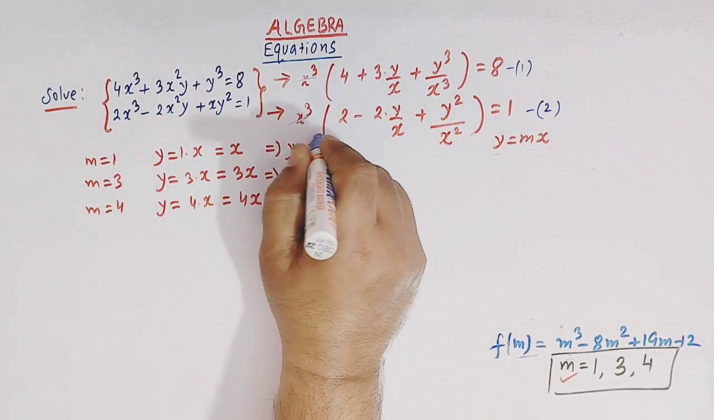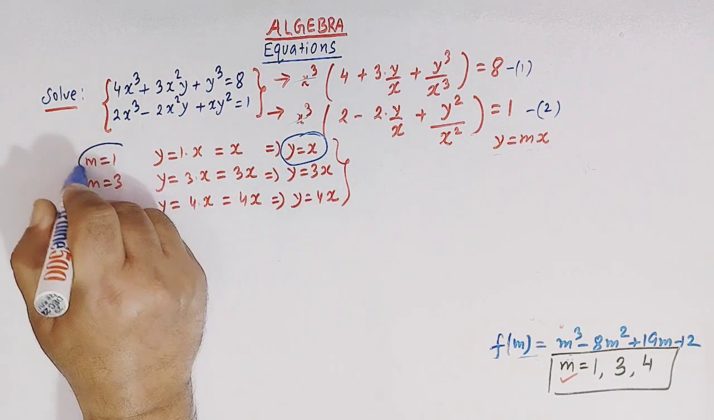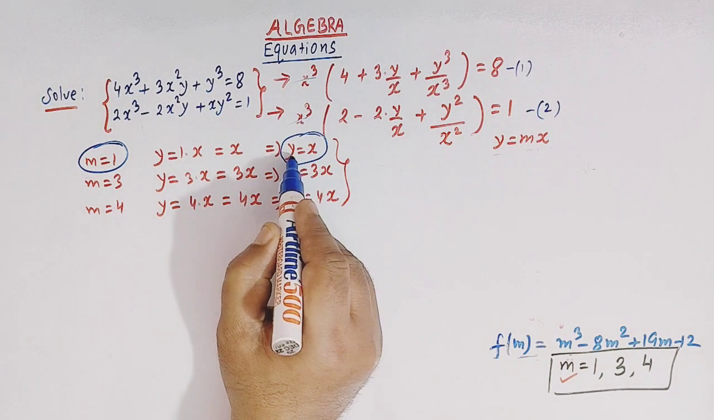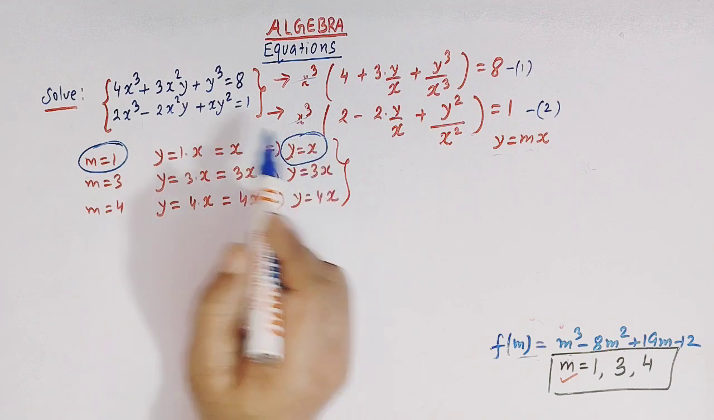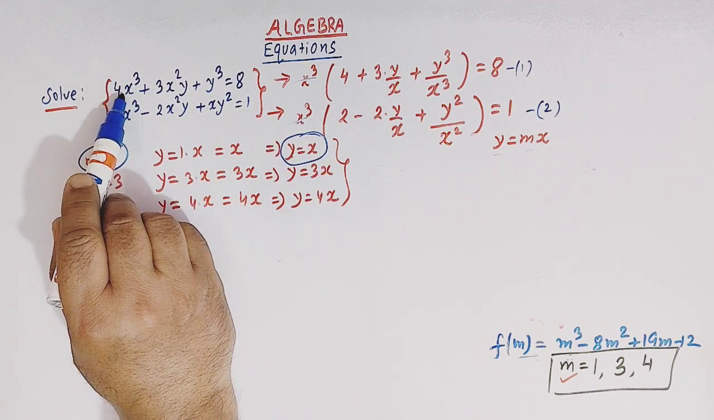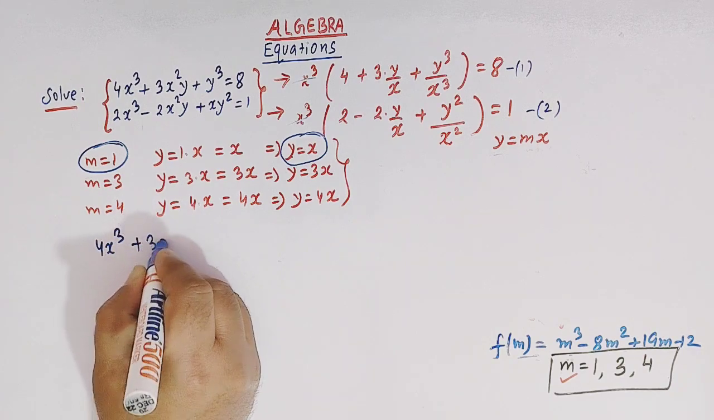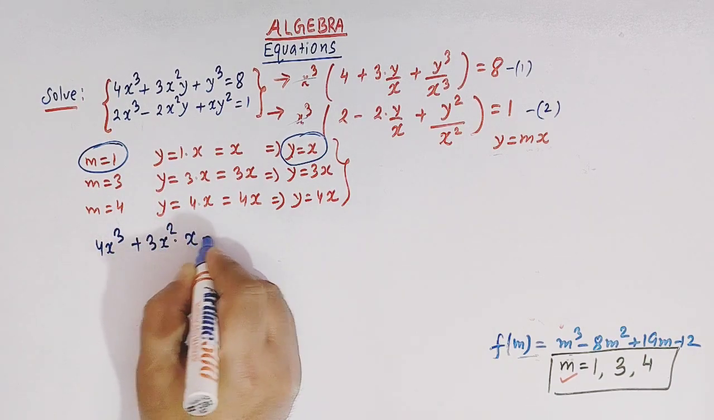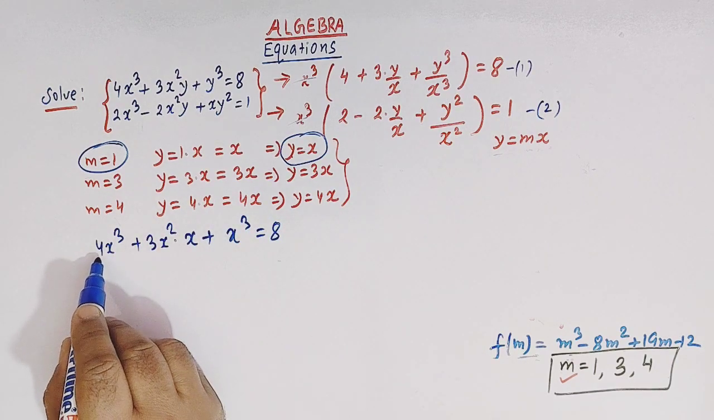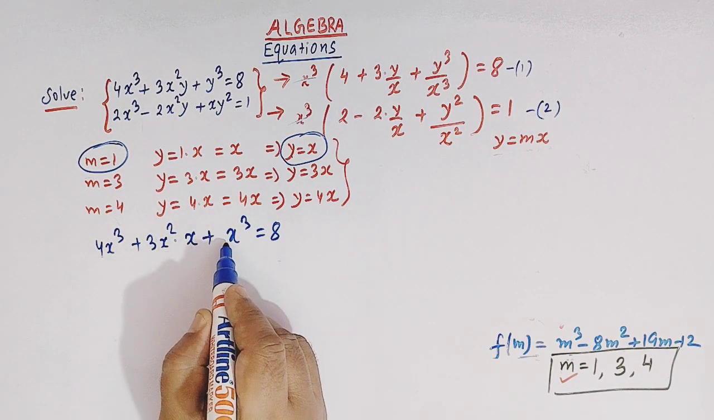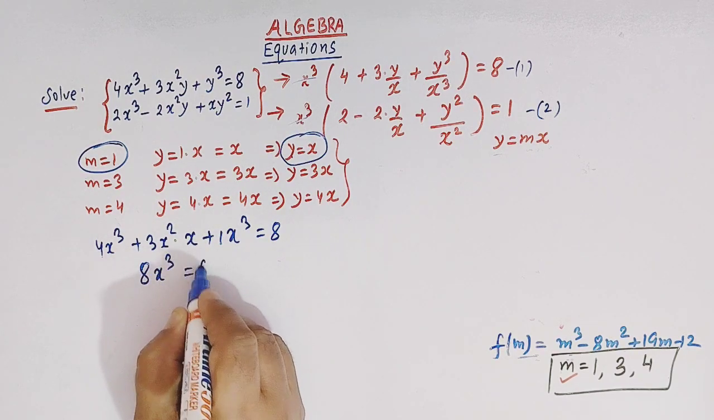So now let us first take this one, because this relation corresponds to m equal to 1. So when we take y equal to x in the first equation, we will have 4x cube plus 3x square times x plus x cube equal to 8. So this is 4 plus 3 plus 1, that is 8x cube equal to 8.